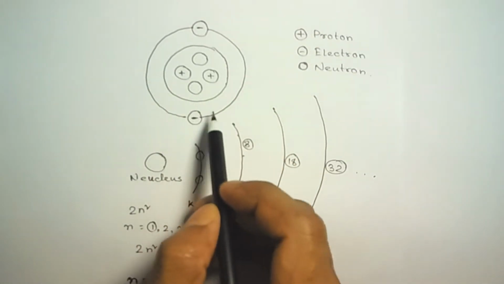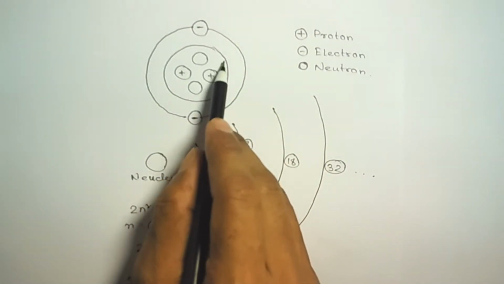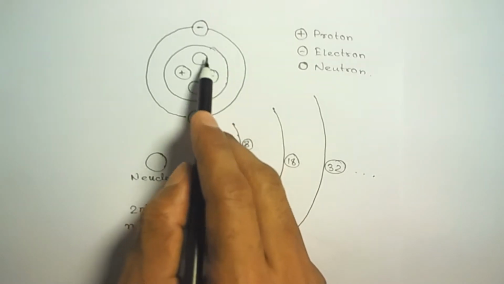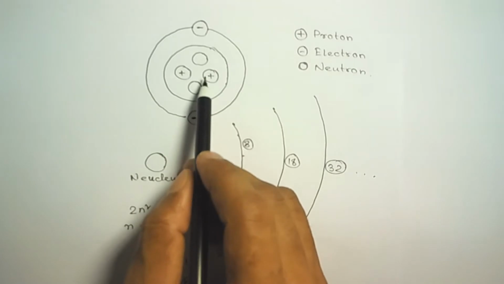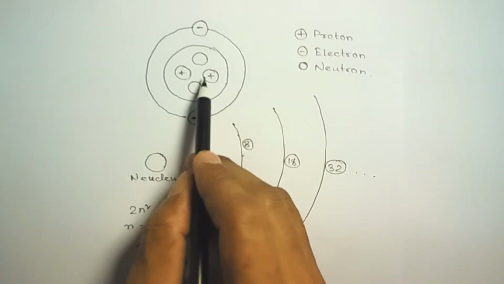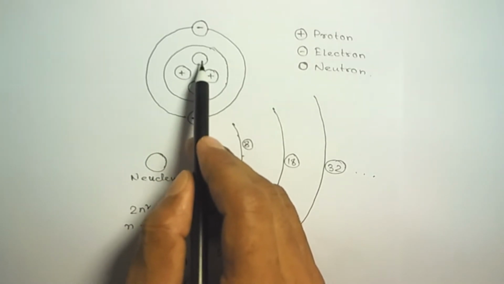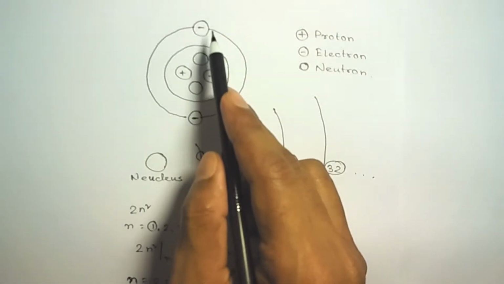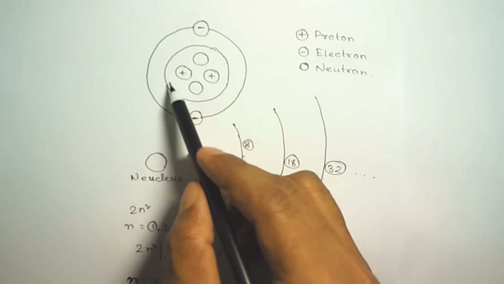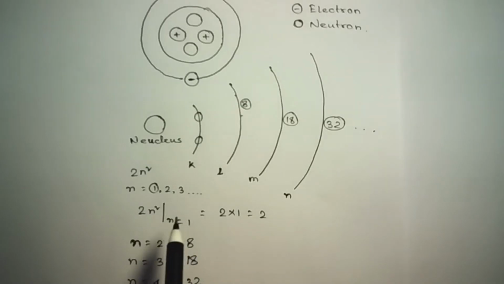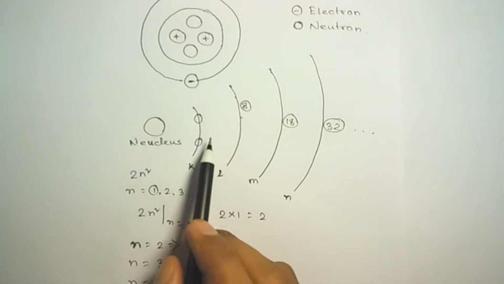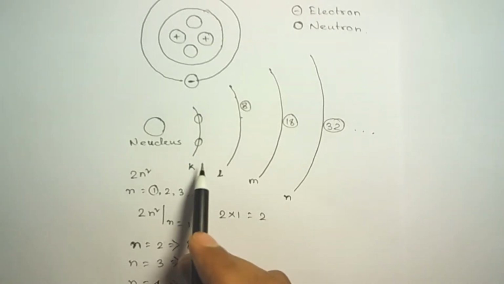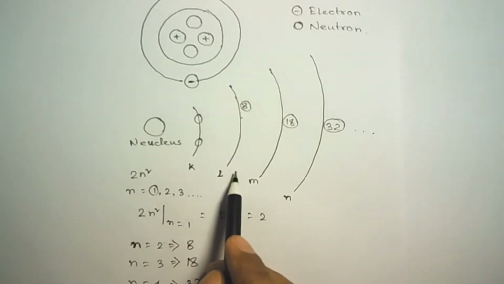This is an atom, and inside of this atom there is a part that is called the nucleus, and inside of this nucleus there are a few protons and a few neutrons. There are a few electrons revolving around this nucleus. How many electrons are revolving in the K path? How many electrons are revolving in L, in M?